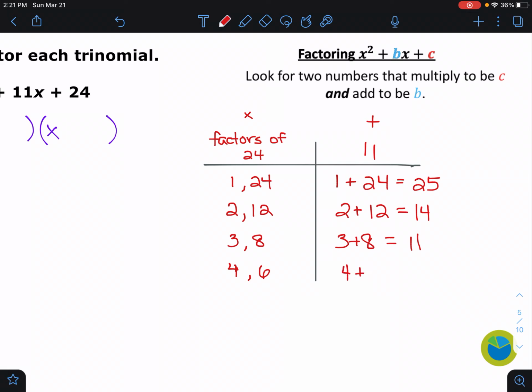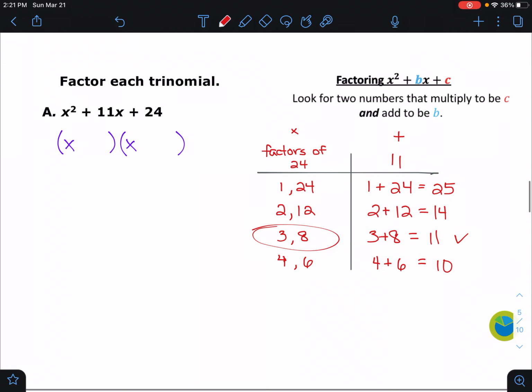I'm just going to do this other one just to make sure we have them all written down. But notice the only one that adds up to be 11 is going to be my answer. So that's this pair right here. So we're going to use 3 and 8. It multiplies to be 24 and adds up to 11. It's got to do both of those things.